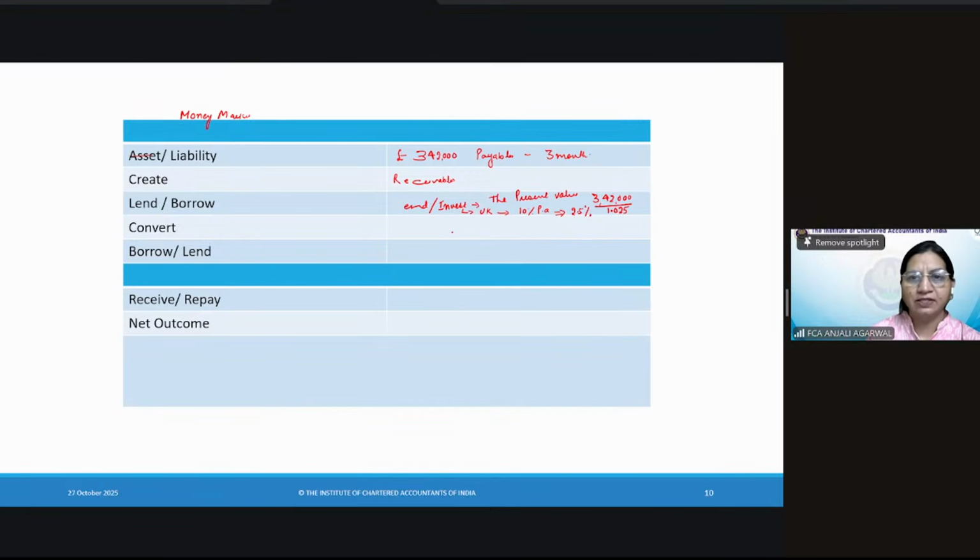Now, how will you get these pounds? You don't have them, you are a US person. So you will first convert your dollars into pounds. 333,659, you can round off here. So you need this many pounds. So you will use the current spot rate to make the investment.